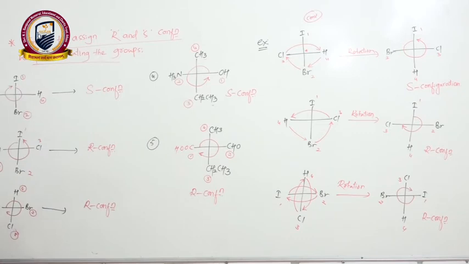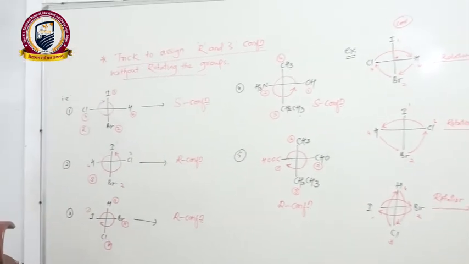Okay. So these are some examples to show how to write R and S configuration.